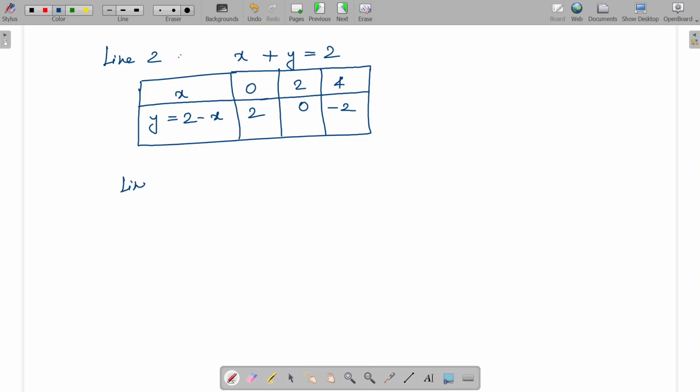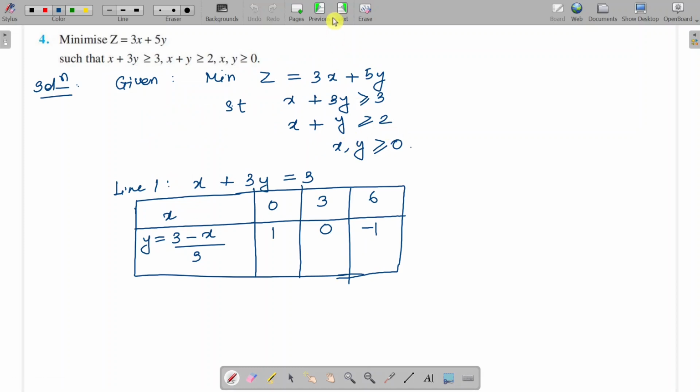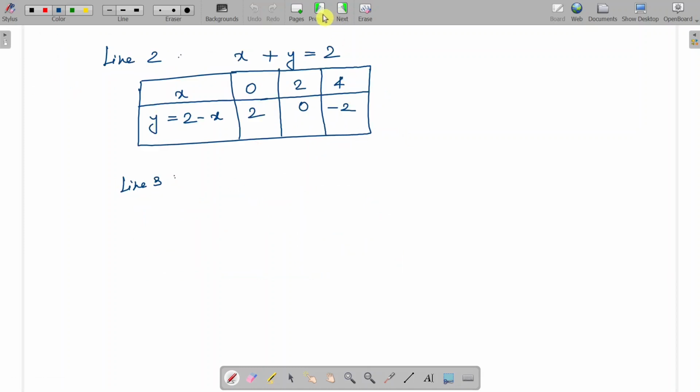And line 3 is just for the third inequality, that is x greater than or equal to 0. That means x equal to 0, which is nothing but the y axis, right? And line 4 is y equal to 0, that is nothing but the x axis. Now let us plot the lines.